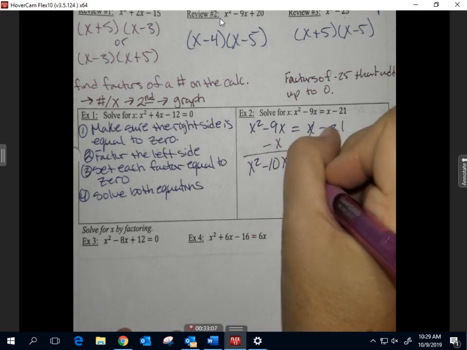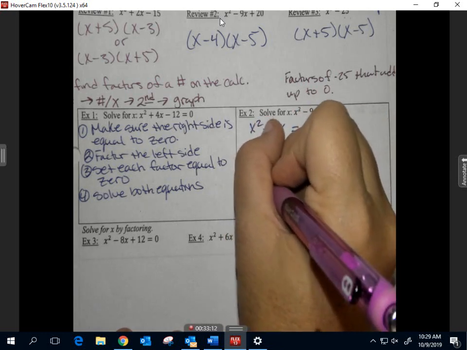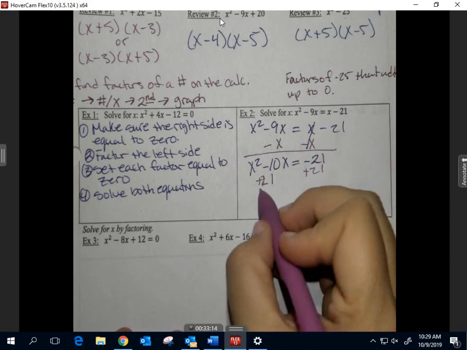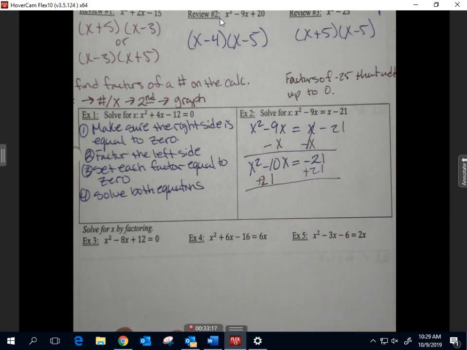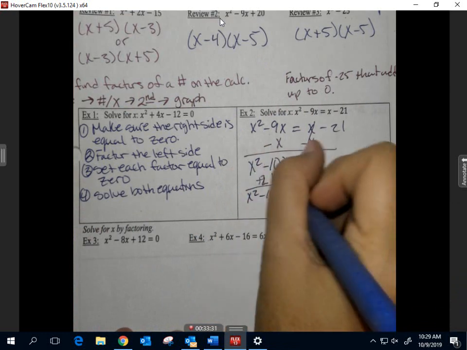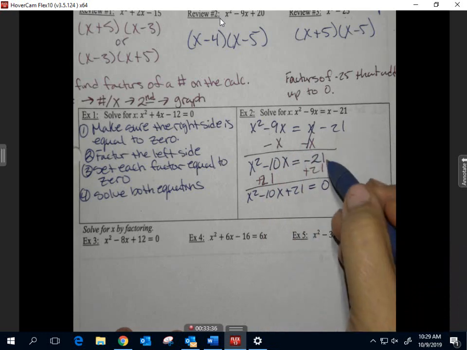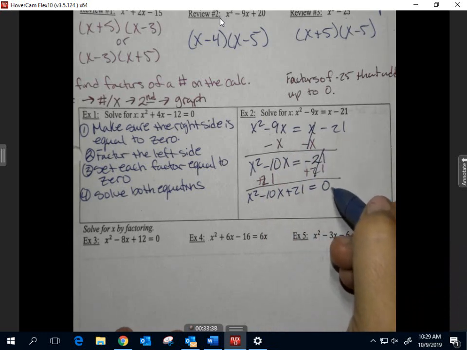I'm going to add. Now 21 doesn't have a like term over here, does it? No, so I'm just going to put 21, just adding it to the end. And because it's a quadratic or polynomial, the term without an x always goes at the end, okay? So I'm going to have x squared minus 10x plus 21 equals 0. Even though these cancel out, because there's nothing left on the right-hand side, I have to put 0.